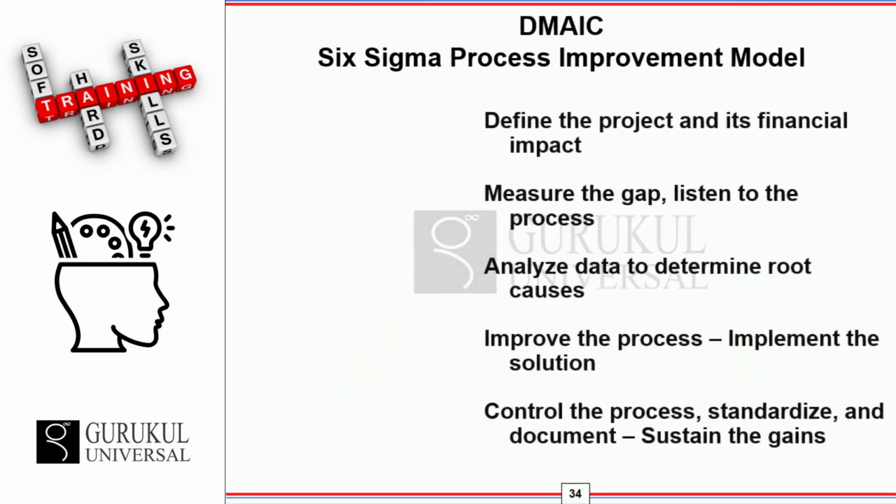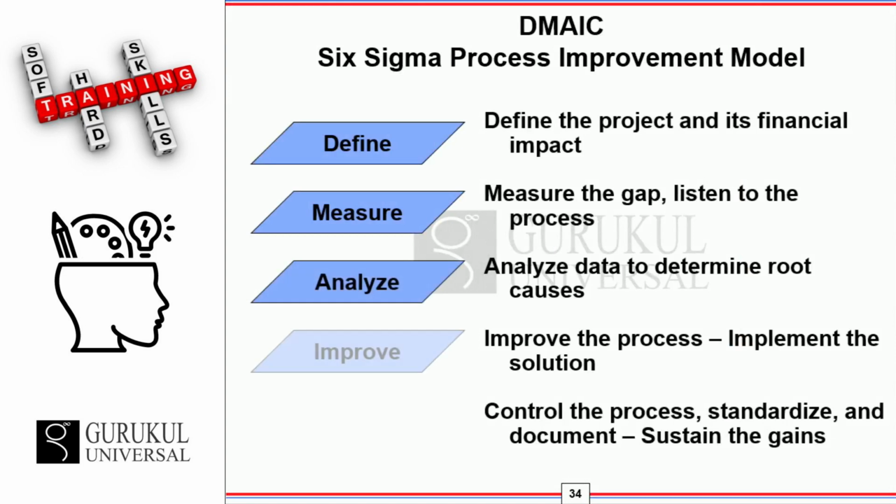Defining the project and calculating its financial impact are the first steps of the DMAIC process, part of the Six Sigma improvement model. Listening to the process is necessary when measuring the gap, followed by analyzing data to determine the root causes. Improvement of the process is then done as the solution is implemented. Lastly, the process is controlled, standardizing it and documenting the gains so they can be sustained.